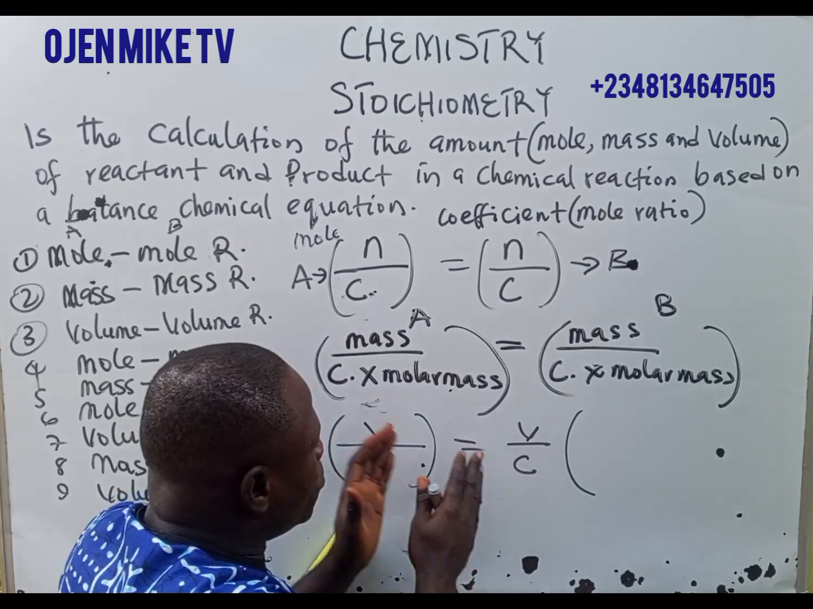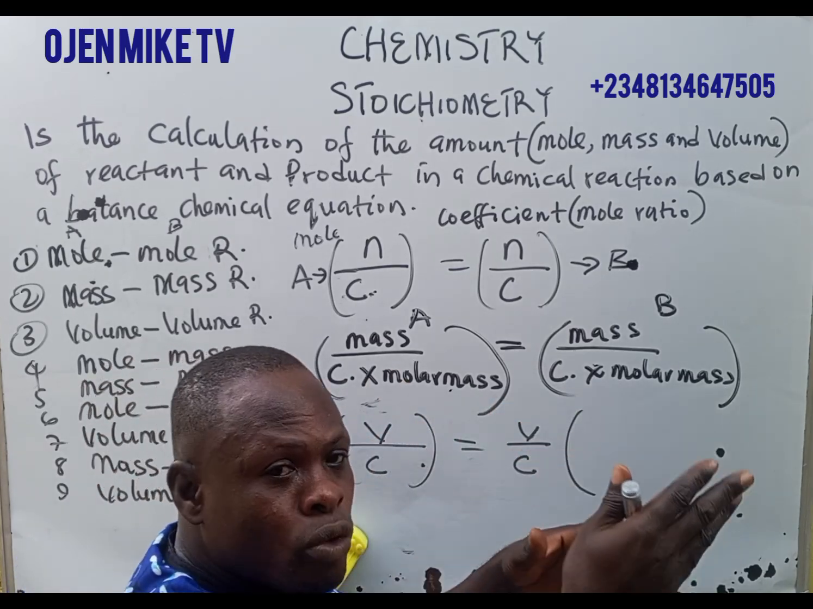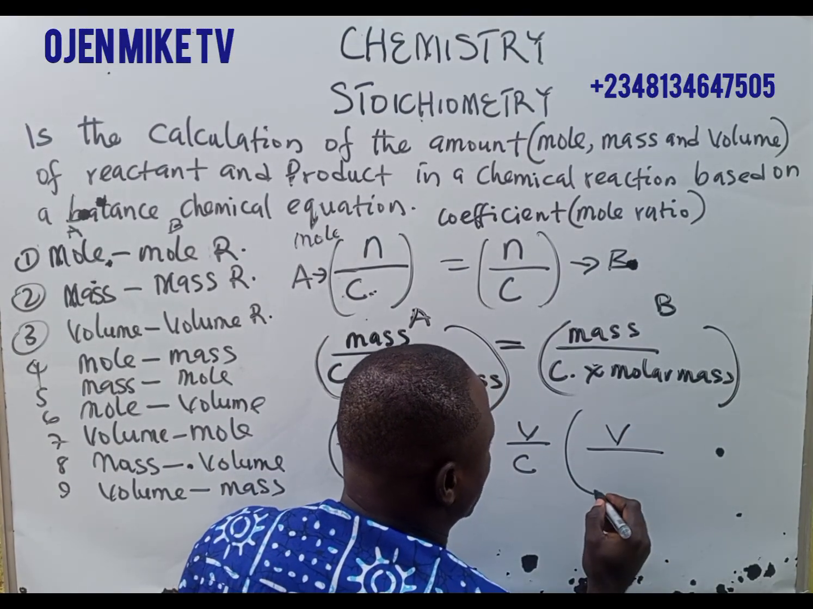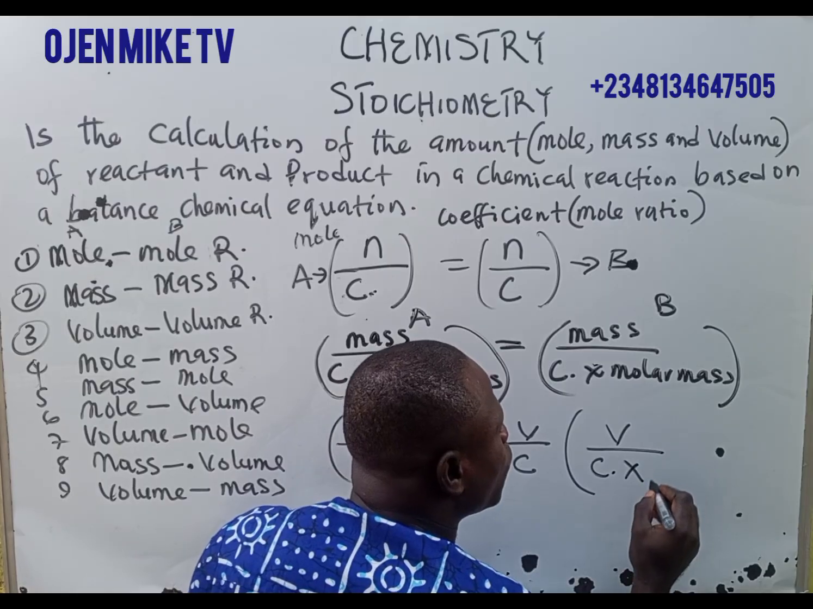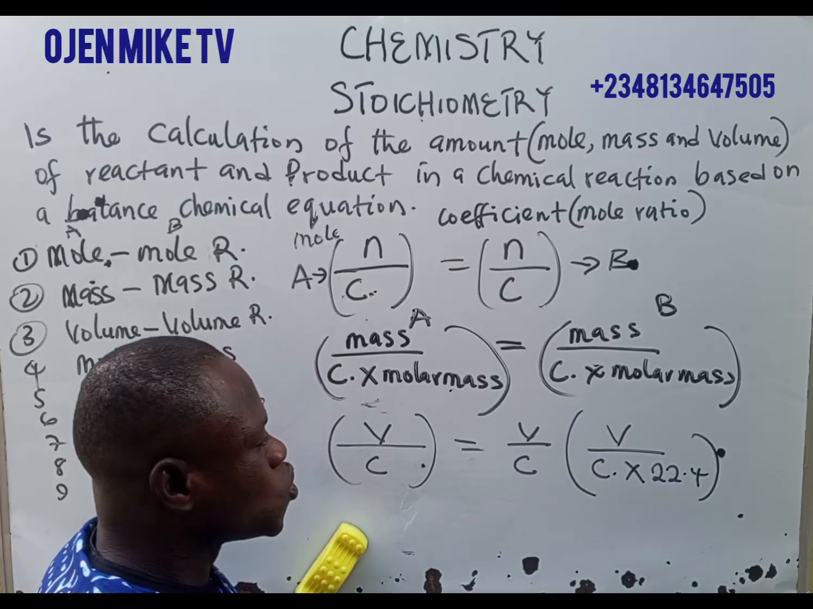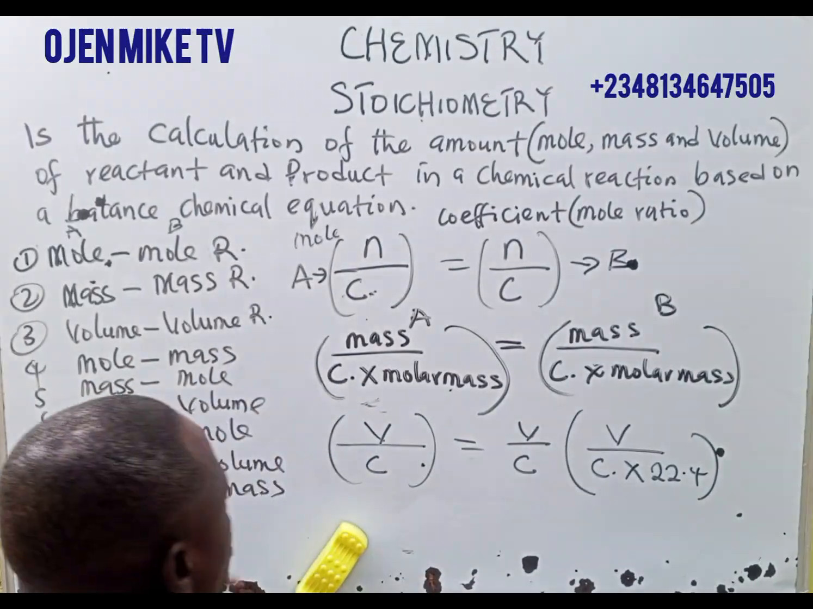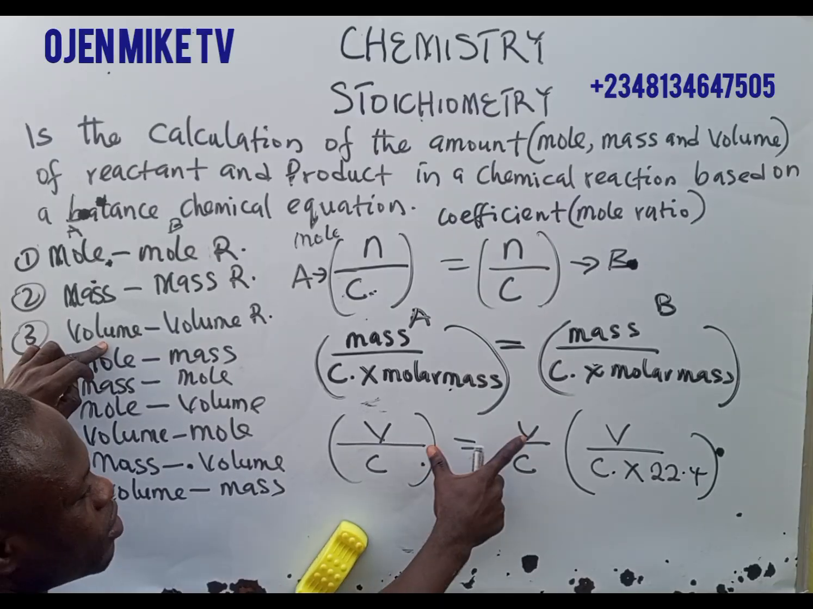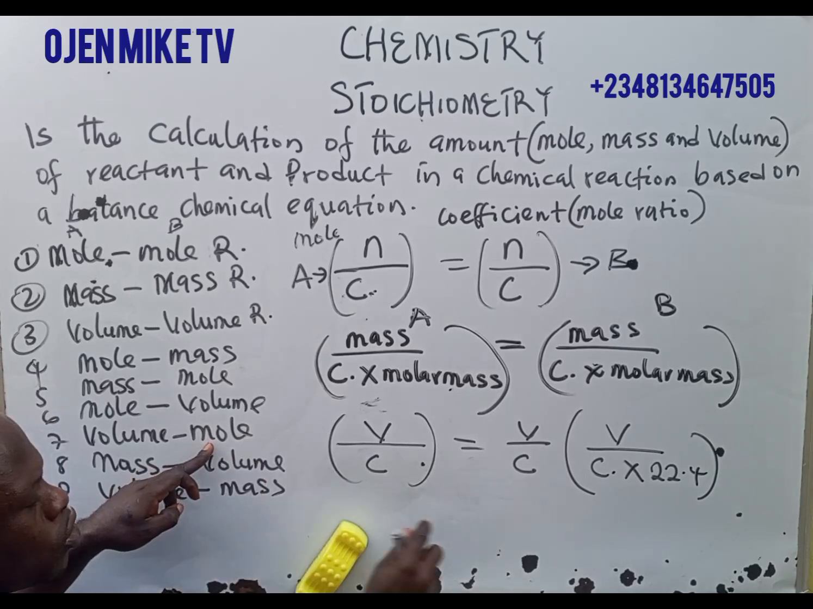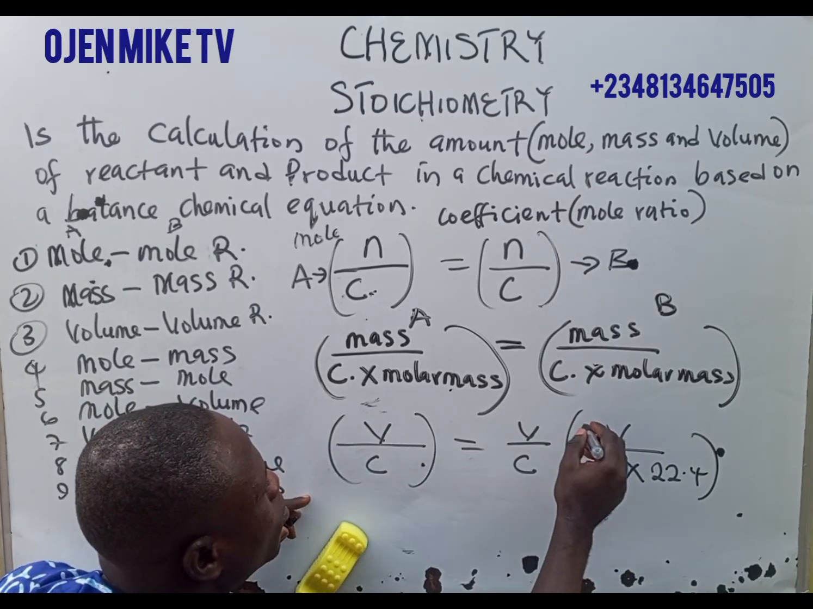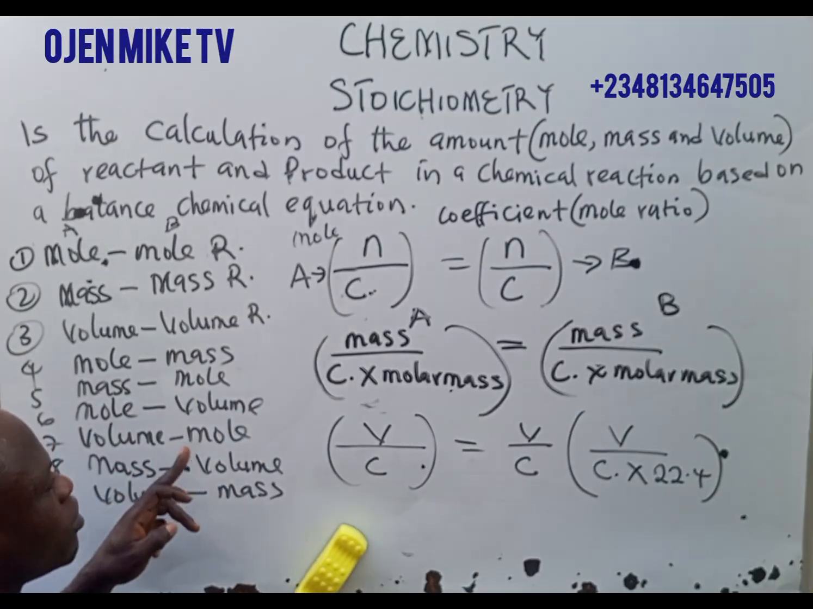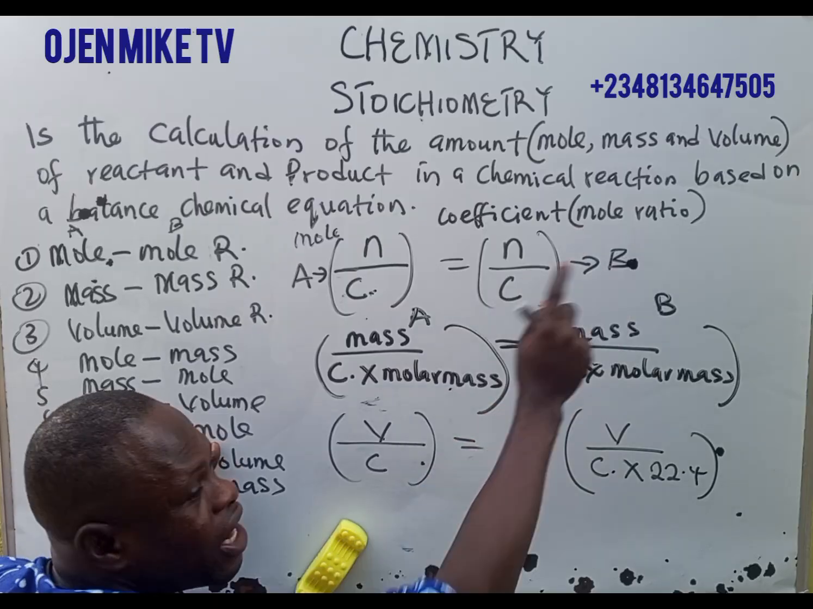Now, if you are asked to calculate volume to mass or mass to volume, what you are going to do is use volume over coefficient times volume at STP, which is 22.4. So in a situation where you have volume, this is the one you are going to use. But in a situation where you have volume and moles, you are going to use this one. Connect it. If you are given volume, you use this one. If you are now asked to calculate mole, you come and use the one of B to calculate.